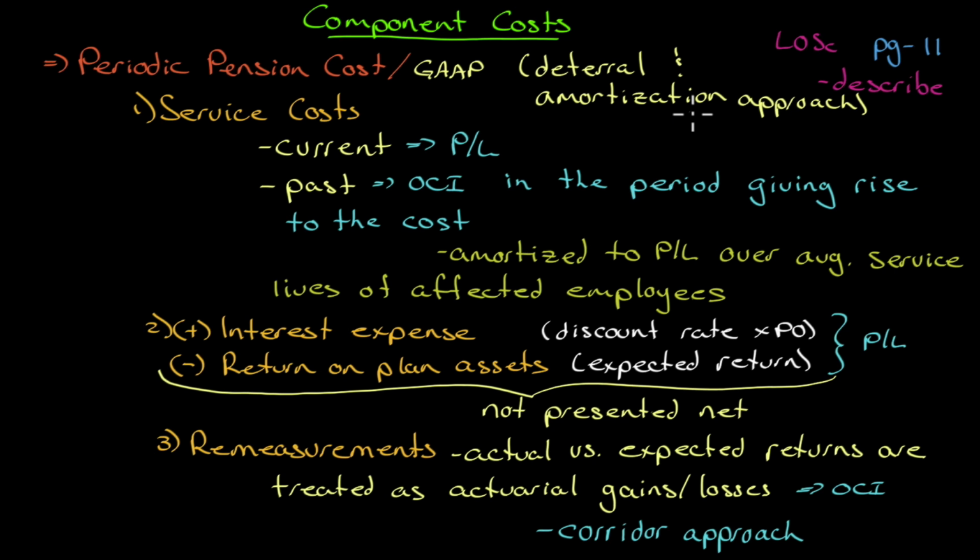Let's look at service costs. Current service costs go straight to P&L, immediate recognition. Same with IFRS, great. Past service costs go to OCI first and then are amortized to P&L later. Well, what's the argument here? They go to OCI in the period giving rise to the cost, but then they're amortized to P&L over the average service lives of the affected employees.